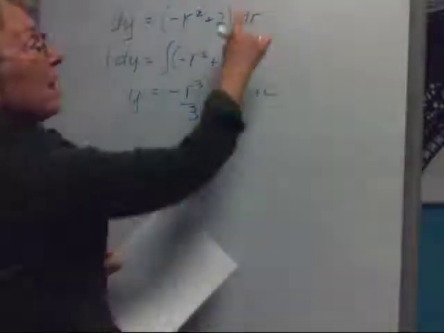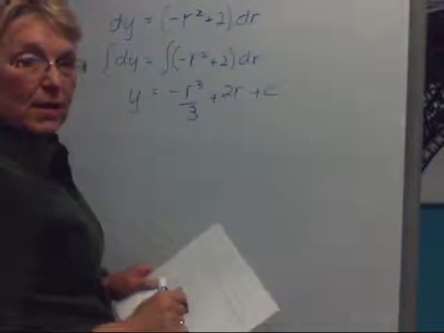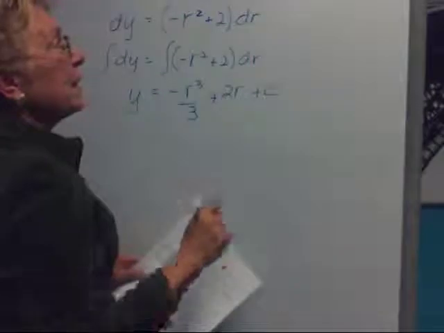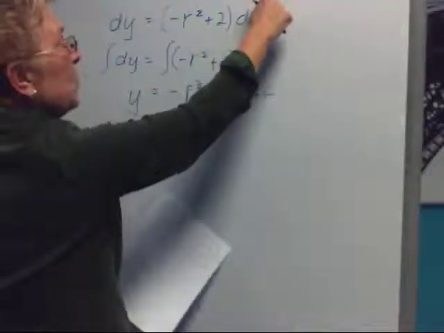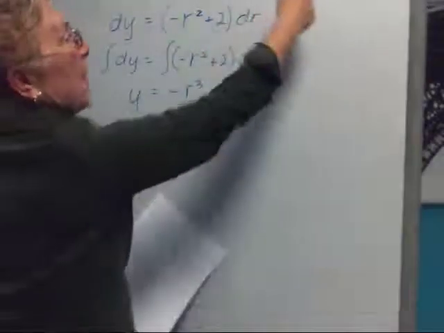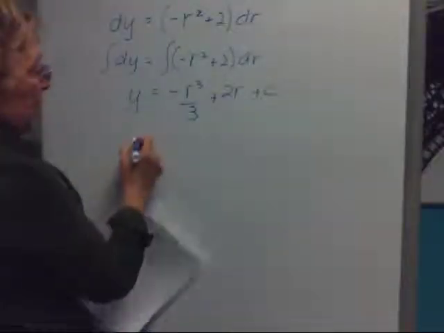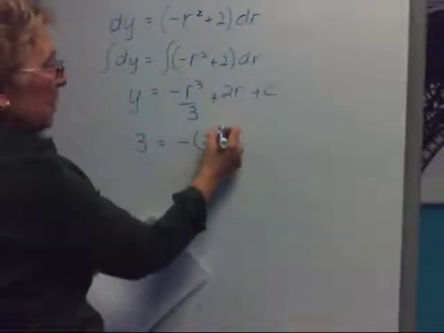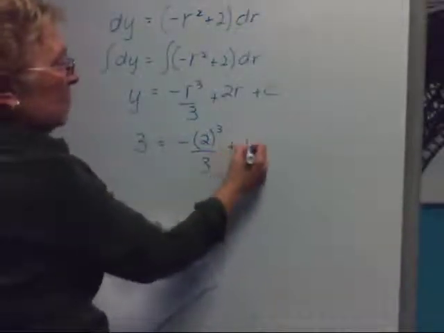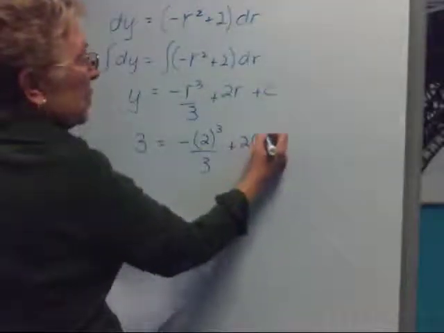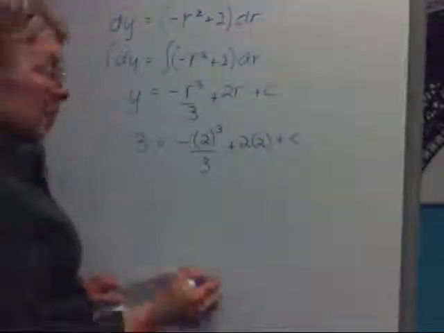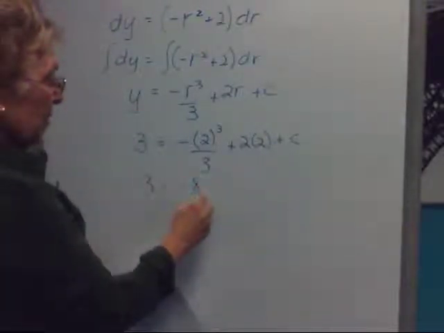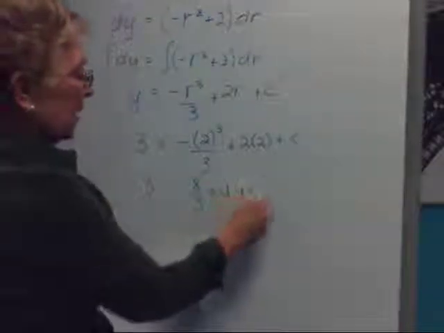But this time, we have a little bit of information that will help us solve for c. This little bit says y of 2 equals 3 means that when you plug a 2 into the function, you're going to get an output of 3. So we're going to write 3 equals minus our input 2 cubed over 3 plus 2 times input again, 2 plus c. Now we'll clean it up just a bit. So that's 3 equals minus 8/3 plus 4 plus c.